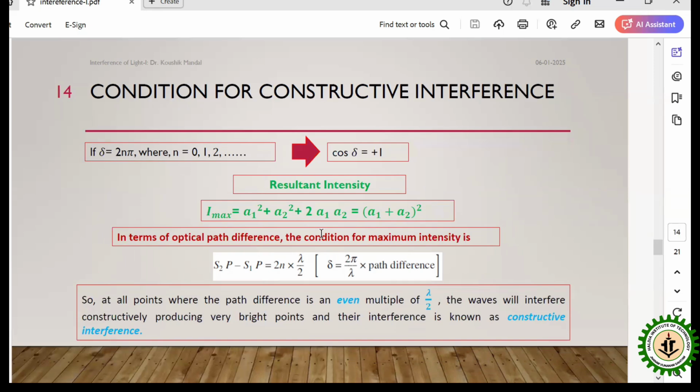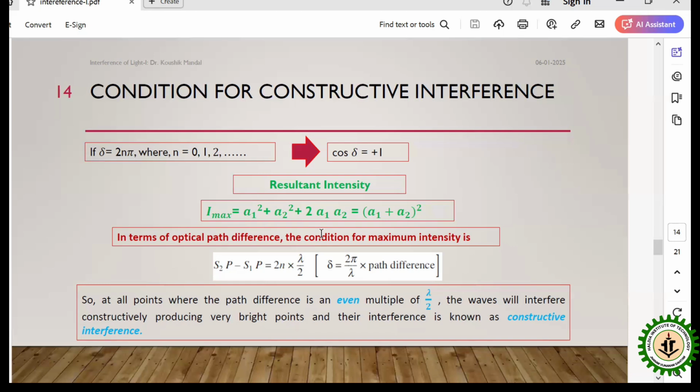So we get this condition for phase difference delta equals 2n pi, that means an even multiple of pi. I already told you there is a connection between phase difference and path difference. Phase difference is nothing but 2 pi by lambda times the path difference.